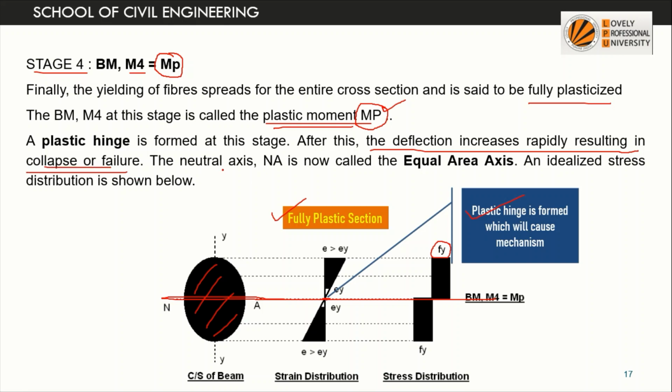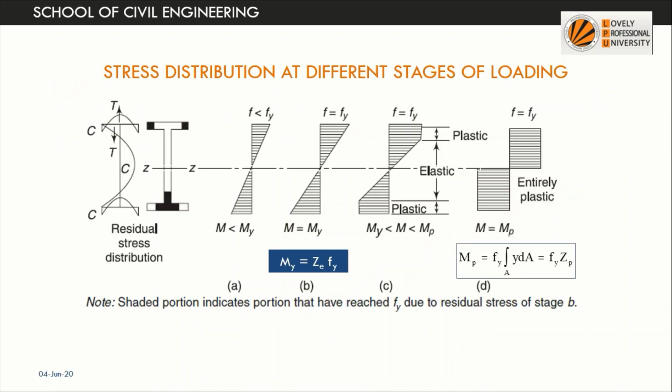The neutral axis is called the equal area axis. The idealized stress distribution is shown here. So these are the stages to analyze the bending behavior of a steel beam in plastic analysis. Now to sum up, this is only the stress distribution. We will talk about stress.